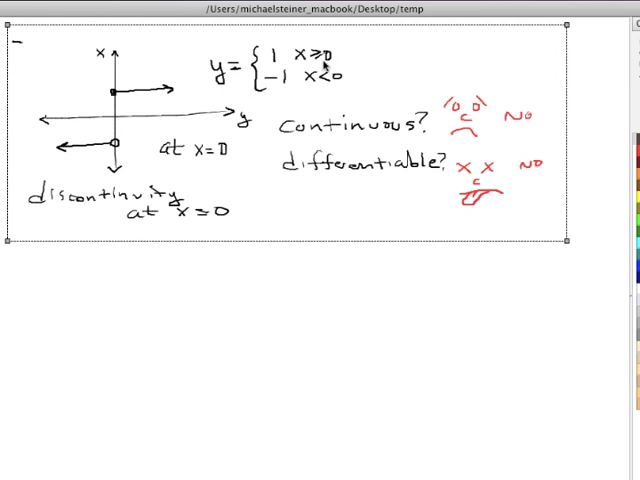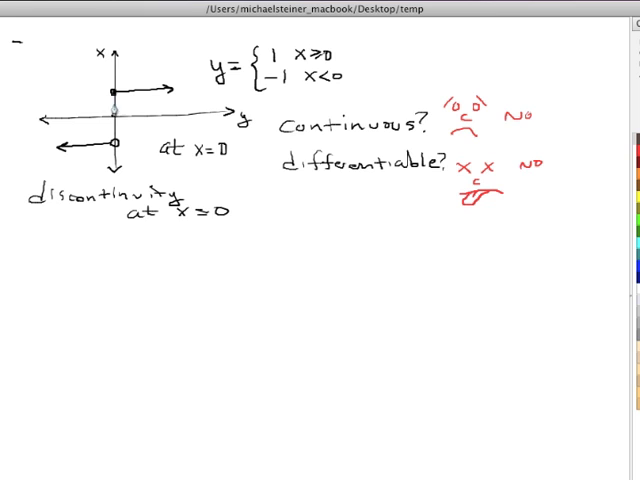Y is equal to 1 if x is greater than or equal to 0, and is equal to negative 1 if x is less than or equal to 0, and we look at the point x equals 0. So we're right here at the origin. And where are we? Is it continuous? No, it has a jump discontinuity, so that's why I wrote no here. And is it differentiable? No, it's definitely not differentiable.